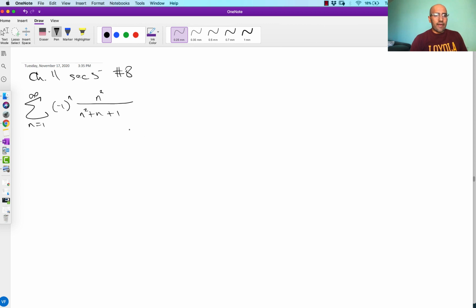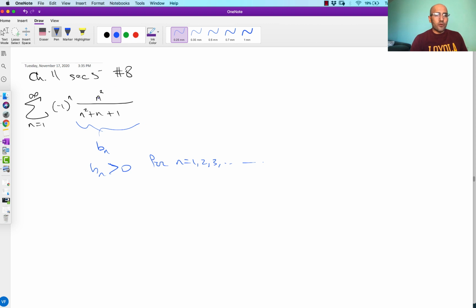Okay, so note that this can be thought of as our b sub n. Right, this is our b sub n. And note that b sub n is always positive for n equal to 1, 2, 3, and so on.